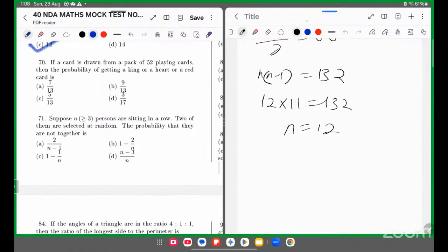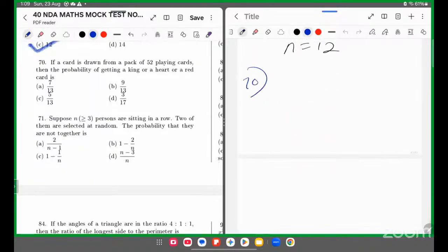Question number 70. If a card is drawn from a pack of 52 playing cards, then the probability of getting a king or a heart or a red card is. If a card is drawn from a pack of 52 playing cards. King means 4 by 52. Heart means 13 out of 52, and that means we have to use this formula. That is the correct version.